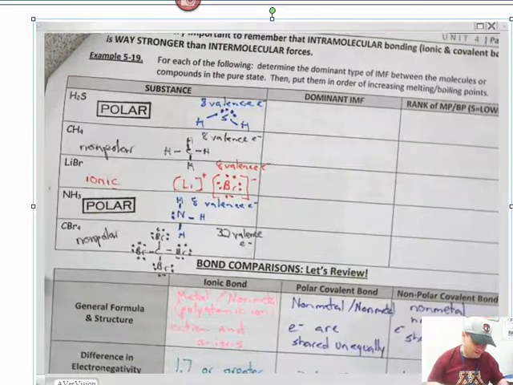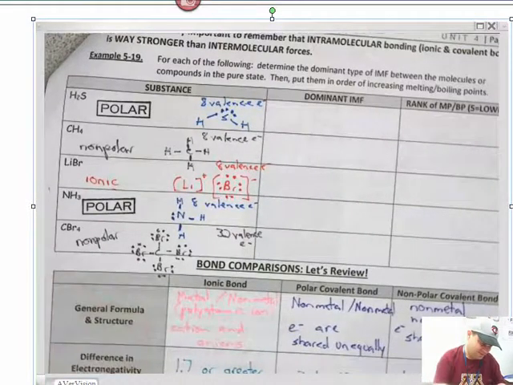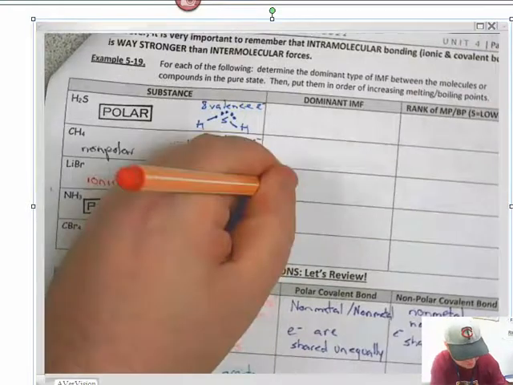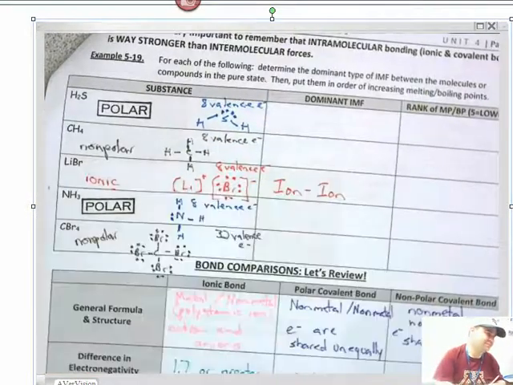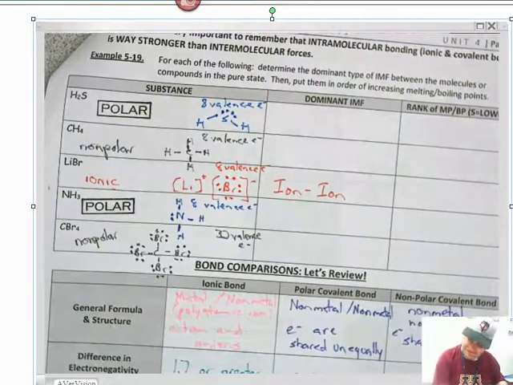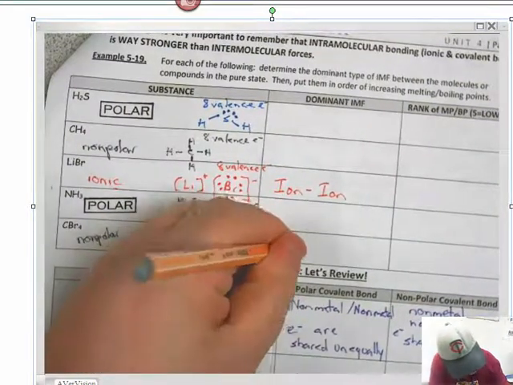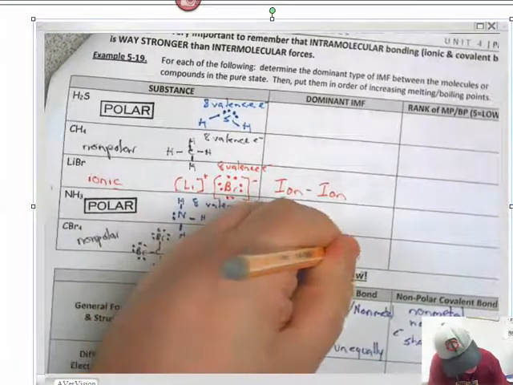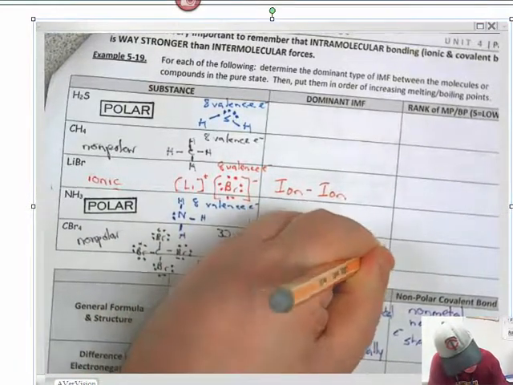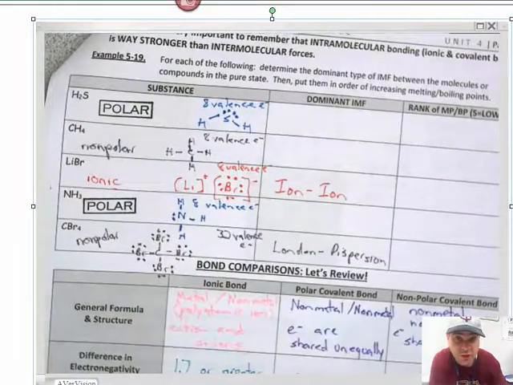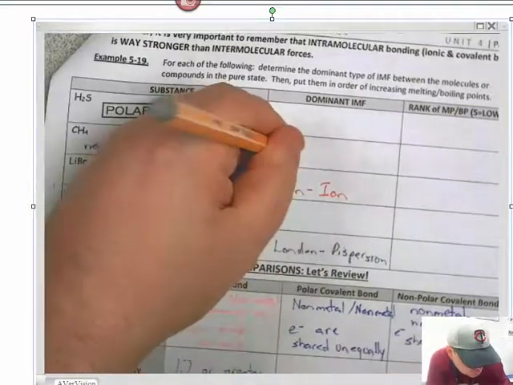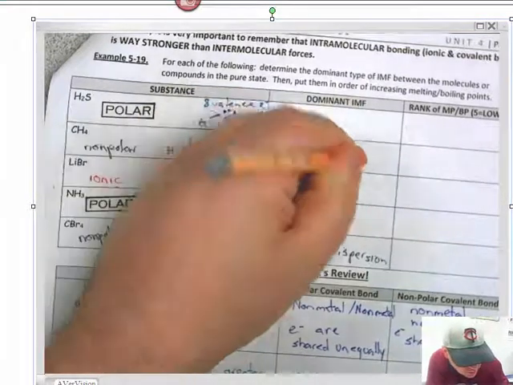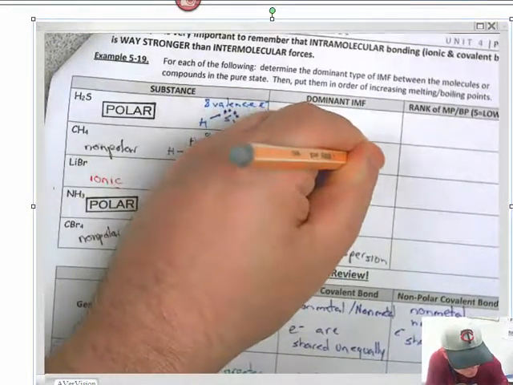Now, figuring out the dominant IMF. Okay. Ionic's easy. It's ion, ion. Nonpolar is easy as well. It's London dispersion, because all nonpolars are London dispersion. London dispersion is the weakest. I remember that by singing the song London Bridge is falling down, falling down, falling down. London Bridge is falling down. Because weak! Weak bridges fall down. So this is London dispersion as well.